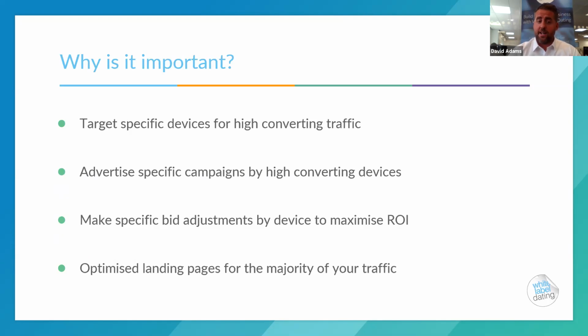Why is this important again? Similar story here, guys. You can target specific devices for high converting traffic, advertise specific campaigns by high converting devices, make specific bid adjustments by device to maximize return on investment, and optimize landing pages for the majority of your traffic. If you can see that 70 to 80% of your traffic is coming from mobile devices, then any sort of optimizations that you do to your front end should be mobile first, thinking about what it's like from a mobile experience to ensure that one element of the conversion funnel is optimized, so then you can look at the other elements of the funnel on either side of it.